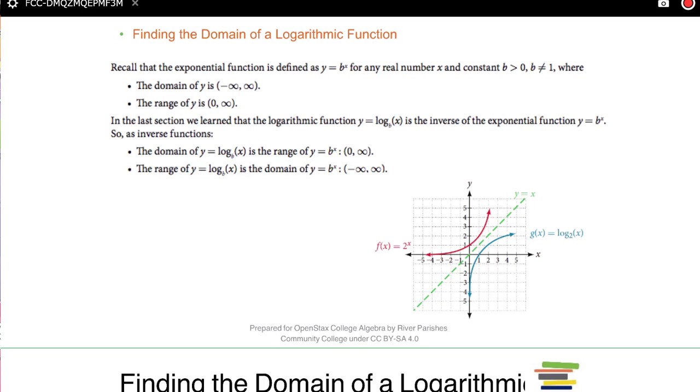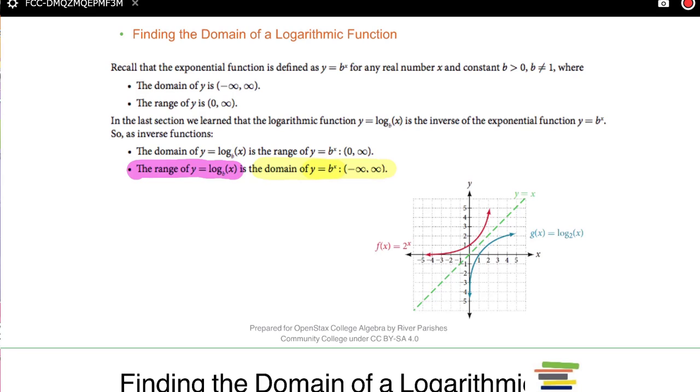So if you will remember from an earlier section, the domain of y equals b to the x is all real numbers. But that happens to be the range of the log function. So the domain of the exponential function is the range of the log function.